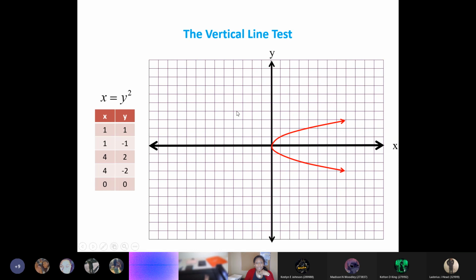Here we have a table and an equation and also a graph. So they gave us a lot of information here. Michaela or Tavion. Tavion, is this a function? Yeah. What makes it a function? What's the definition of a function? What is the definition of a function, Tavion?